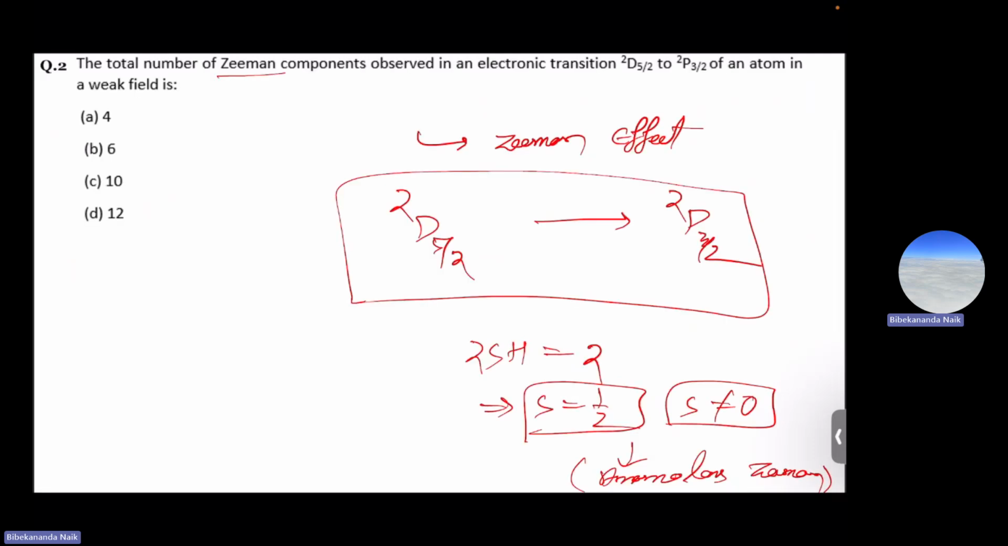If we solve it, it is the case of anomalous Zeeman effect, because the transition is occurring from 2D 5 by 2 to 2P 3 by 2. In this case it corresponds to spin half. Since spin is not equal to 0, it is anomalous Zeeman effect, and the levels will get split into different levels depending upon the value of j. So the j value will split into a number of mj values.